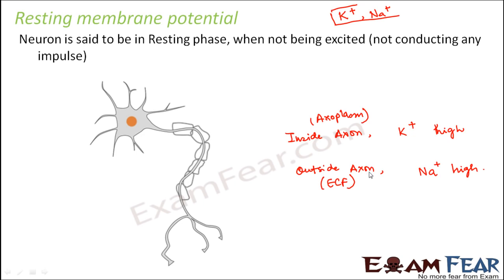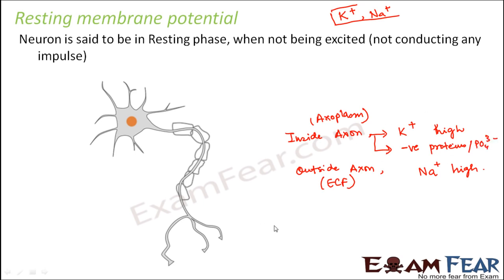And also there are some proteins which are negatively charged, some phosphate ions, and these are all immobile, and they are also present inside the axon. So inside the axon, the concentration of potassium ions is high, and also there is a large concentration of negatively charged proteins or phosphate ions. So all these things are present inside the axon.